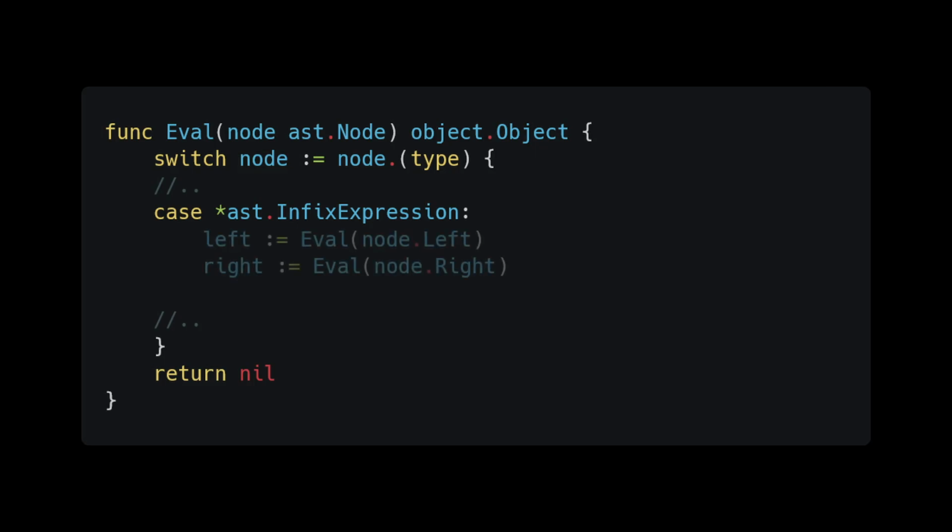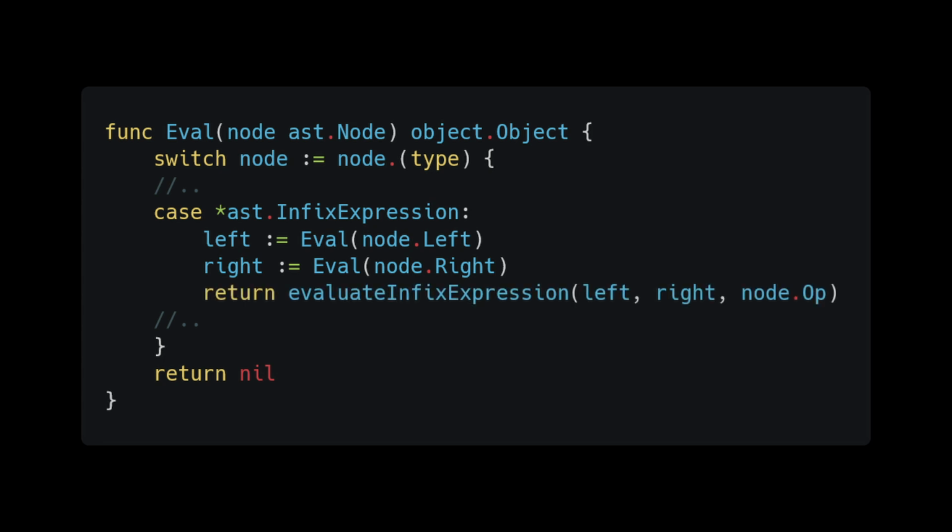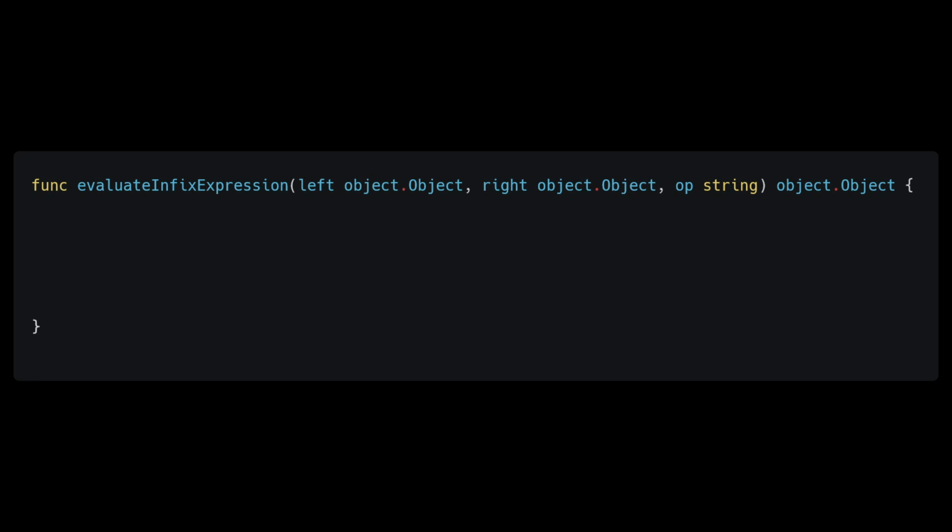In the body, we are going to evaluate the left and right sides separately. Then, we are going to call a helper method called evaluate infix expression. This follows the pattern that we have set with the other evaluation flows. Now let's get started on the evaluate infix expression method. It takes 3 arguments, a left side object, a right side object, and an operator to apply to them. It will also return an object.